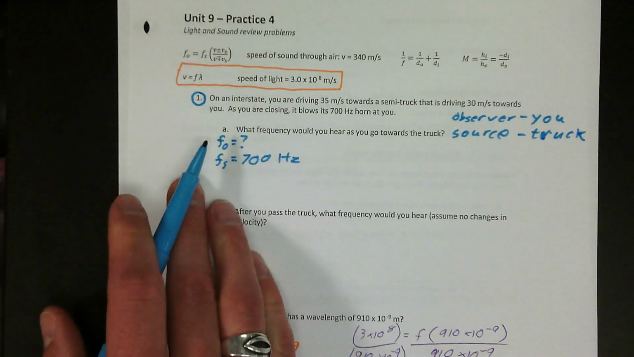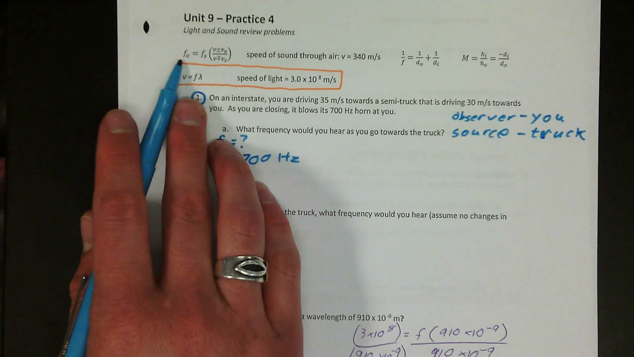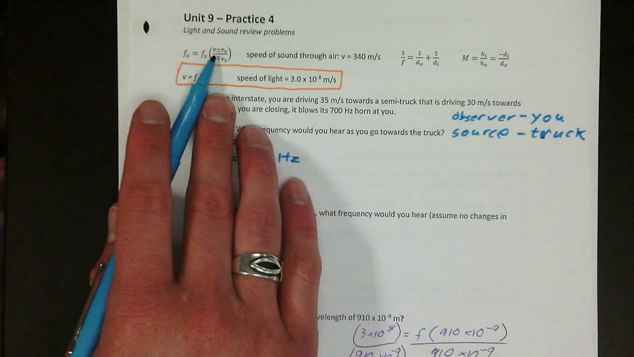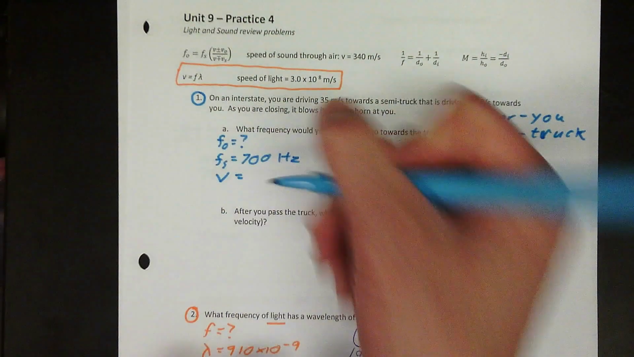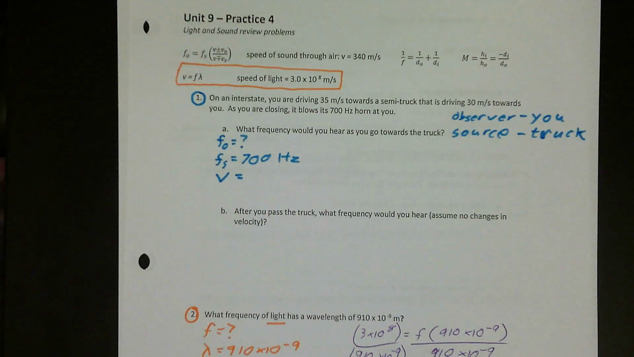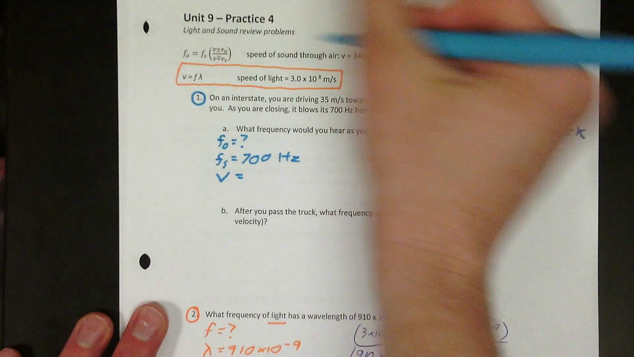All right, this is the one I saw a lot of people missing. V. So we've got FO, we've got FS, V. Velocity, V, is the velocity of the wave. So how fast is the wave going? Well, this is a sound wave. Sound waves travel through the air, unless it's underwater or going through something like an earthquake. So sound waves generally travel through the air. So how fast do they travel? They travel this speed.